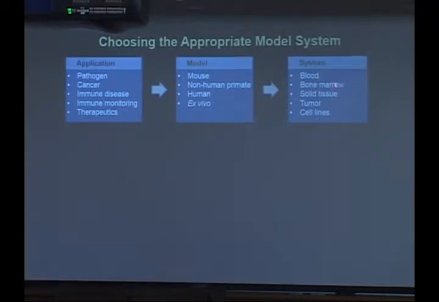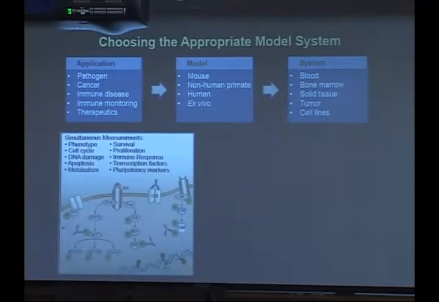And here are some of the samples that you could use. You can use whole blood, peripheral blood monocytes, bone marrow, solid tissue from wherever, but to be suspended, generate single-cell suspensions, tumors, and cell lines. And then comes the exciting part, planning the experiment of all the things that you can look at. What's really cool, and what excites me, and probably I speak for a lot of people, is these simultaneous measurements that can span a broad range of biological function.